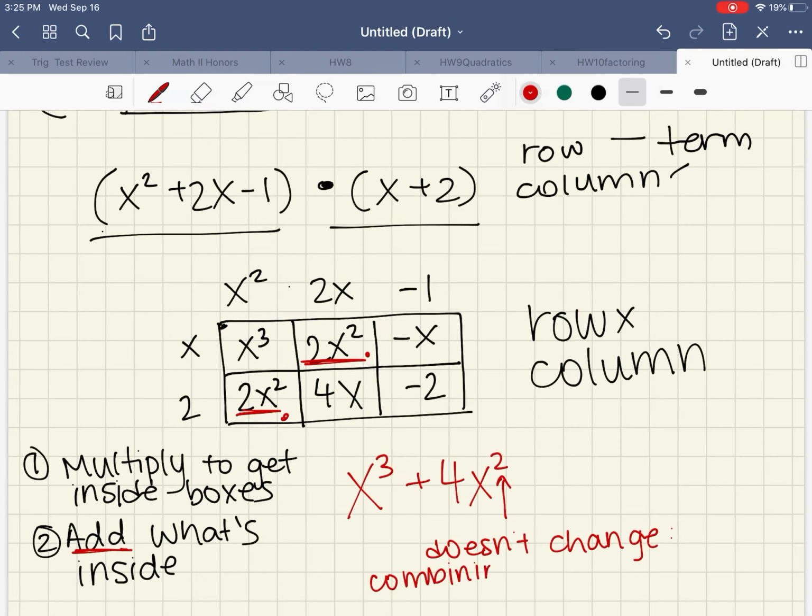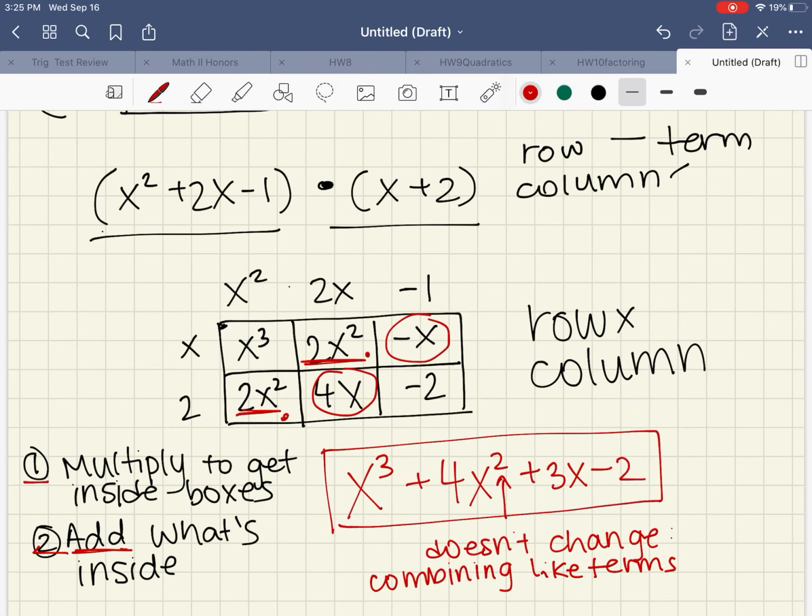It's really important to keep track of when you can and when you can't combine like terms. Step 1, you increase the exponents. Step 2, you don't. You combine like terms. Okay, so we have 4x squared. We have 2 terms that have x. So we have 4x plus negative x, that's 3x, because we're subtracting that x, and then negative 2 by itself. And that would be our final answer with multiplying. So make sure you can do that.